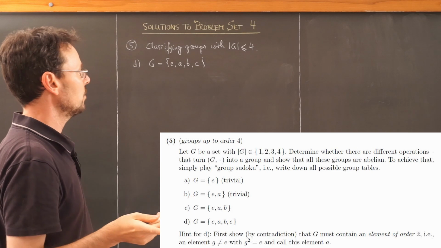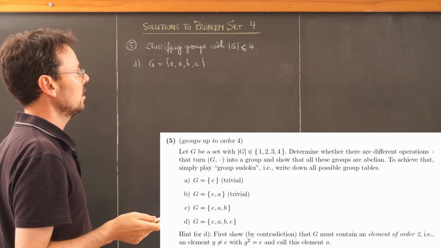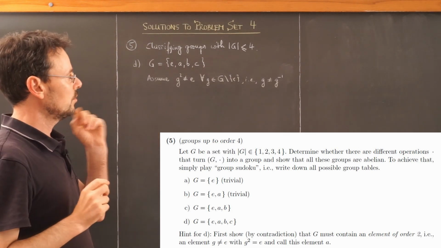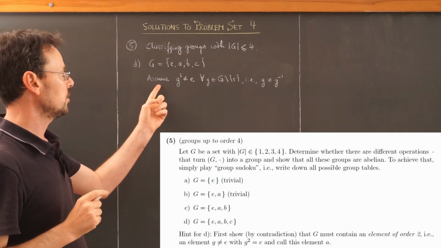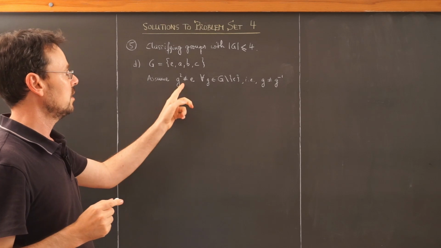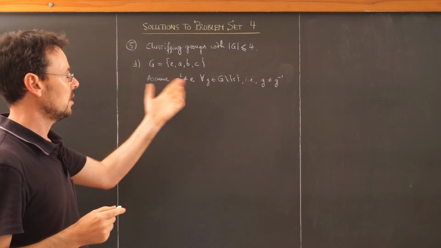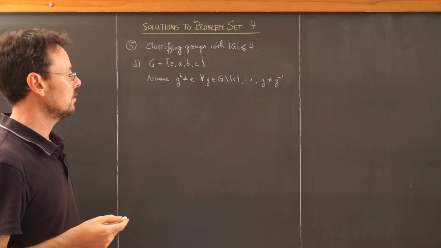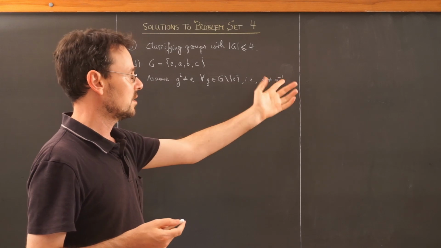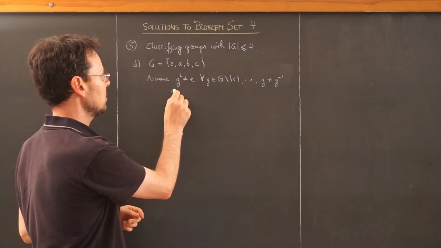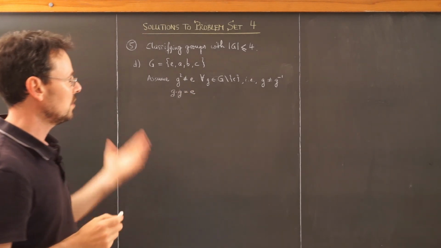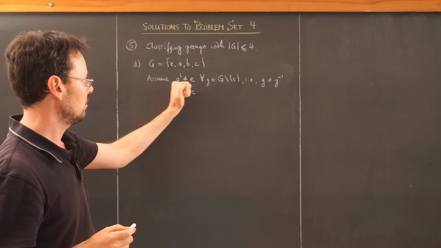There's a hint. We first need to show that there must be an element which is its own inverse. So we try to do this by contradiction. We assume that for all elements A, B, C, which are not the identity, their square, so G composed with itself, is not equal to the identity. And this means exactly that the element isn't its own inverse, because G times G equals E means exactly that G is its own inverse.